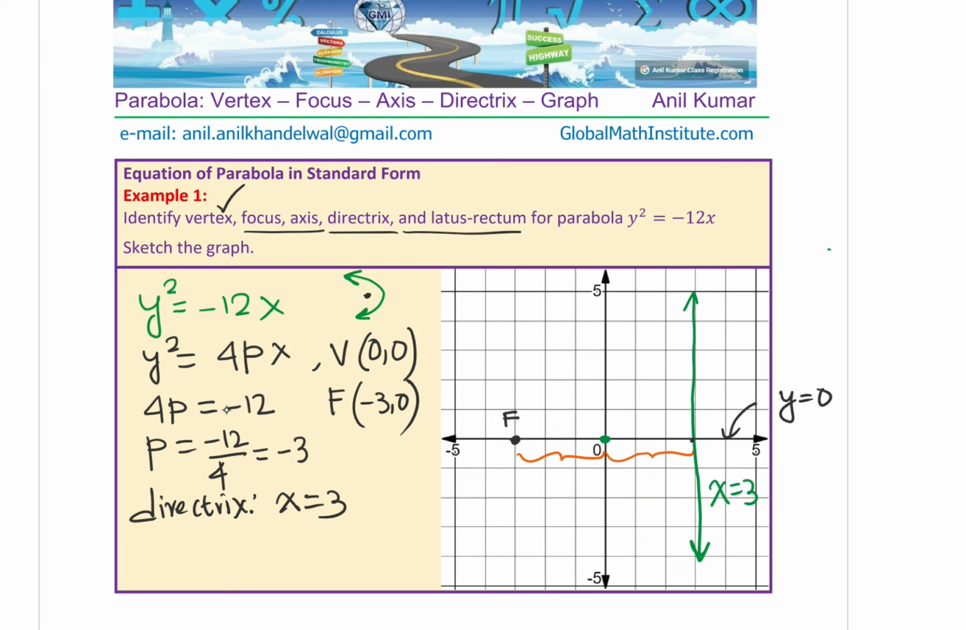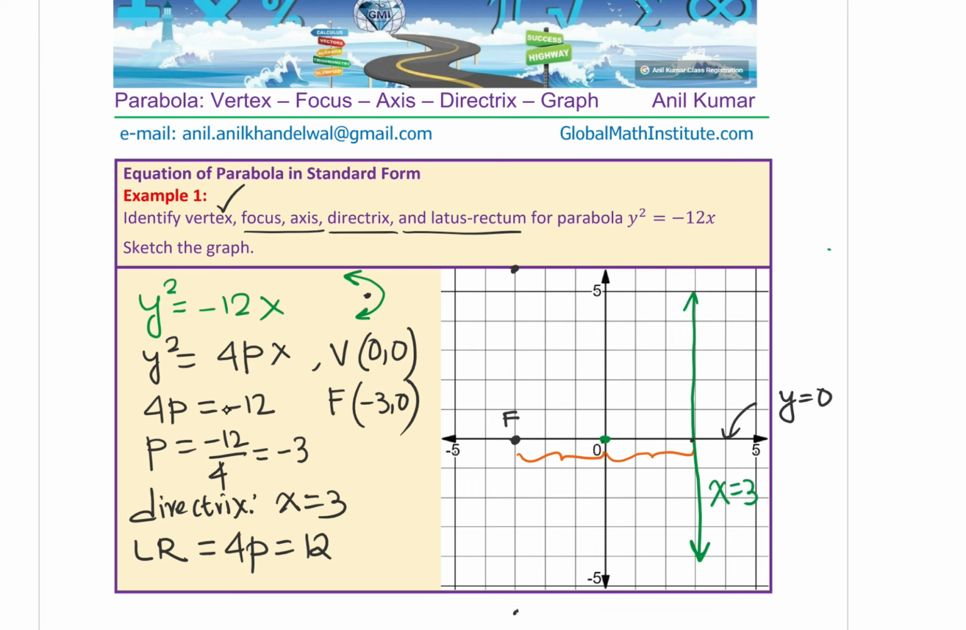Latus-rectum, as we said, is equals to 4 times p, but it is always a length which is going to be positive. So let me write down in short, latus-rectum will be equals to 4 times p, and in this case it is going to be 12. So we'll not write negative. Latus-rectum is 12. So from F, we'll go 6 up and 6 down to get 12. So almost kind of like this, going beyond the scale, right? This is 4, 5, and so like this, correct? So that becomes our parabola, right?